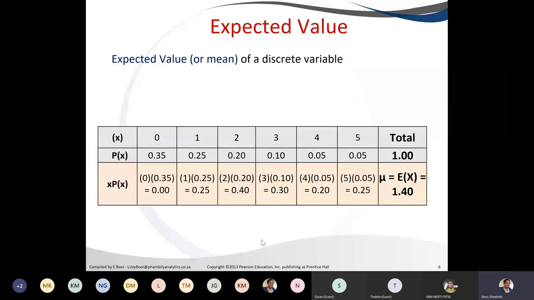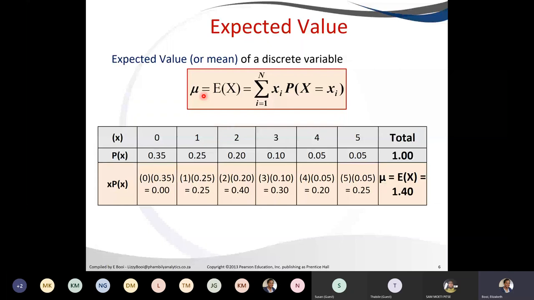To calculate the expected value of this, we use the formula. The mean is equal to the expected value, which is equal to the sum of your observation multiplied by its corresponding probability. So it means we're going to add the observed value multiplied by its corresponding probability. That's what we're going to be doing. So we're going to multiply this with this, that with that, and at the end, add all of them up. So we'll say 0 multiplied by 0.3.